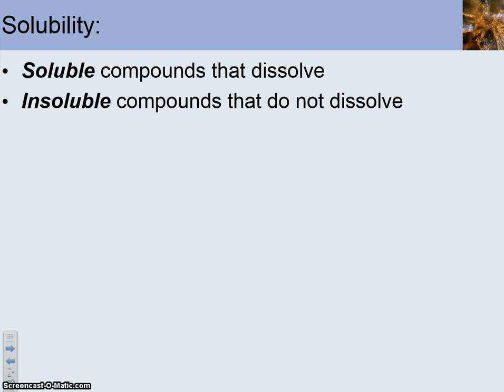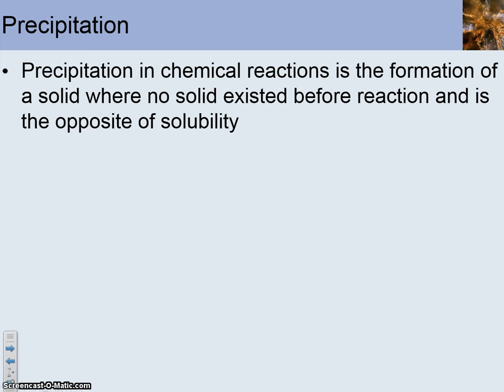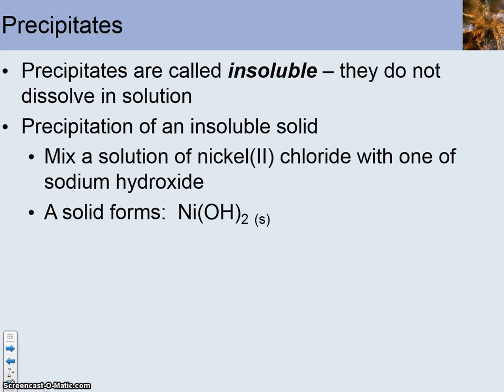So a note about solubility: things that are soluble dissolve in water, things like sugar, things like salt. A lot of ionic compounds dissolve in water and are soluble, and then insoluble things are those that don't dissolve. If I take sand and mix it in with water, it's not going to be soluble. Sometimes when we mix 2 solutions together, the ions can interact in such a way that a solid will form and precipitate out. So a precipitation reaction is where a solid forms where 2 aqueous solutions had originally been. Precipitates tend to be insoluble.